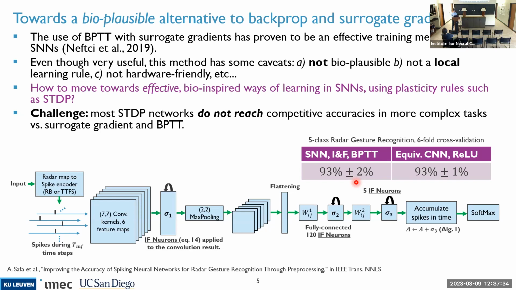But even though very useful, these methods have some caveats. From a biological point of view, they are not really bio-plausible since they are doing backpropagation. They are not local learning rules, they're not akin to Hebbian plasticity. Also, they are not necessarily hardware friendly. If you want to do learning at the edge with very little power, we know that this is a problem when you're using backpropagation type of algorithms, because of weight transport, this idea that you need to access weights in a transposed manner when you do the backpropagation.